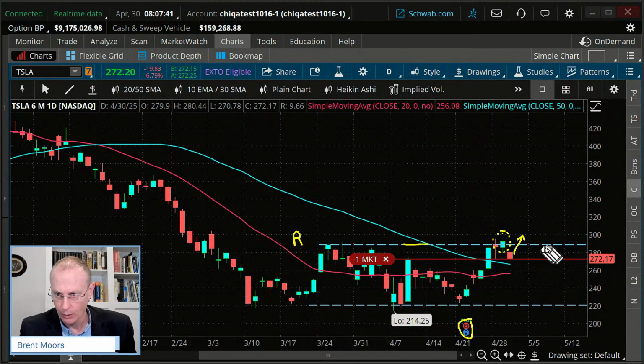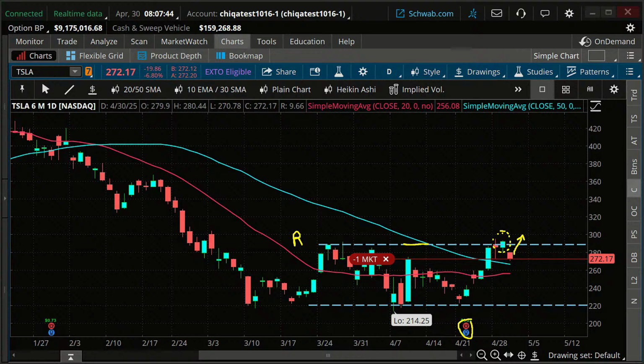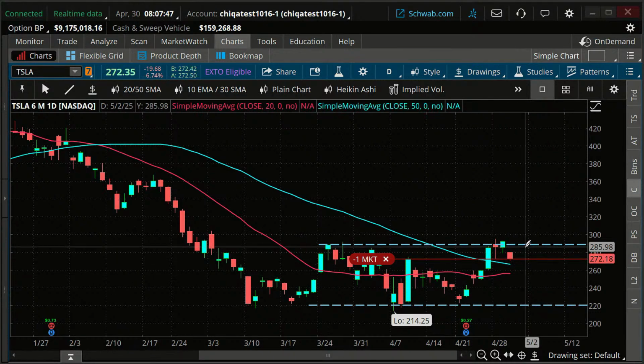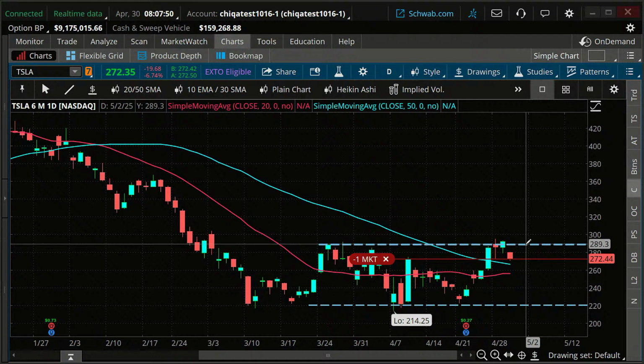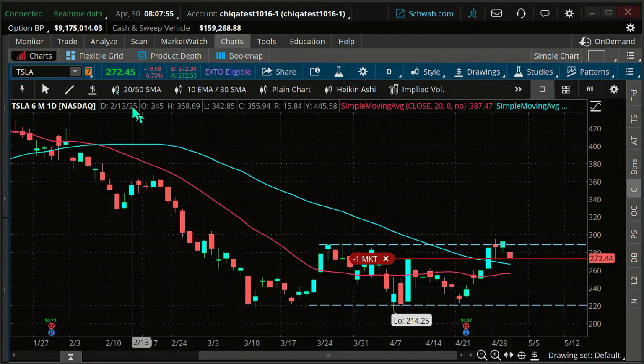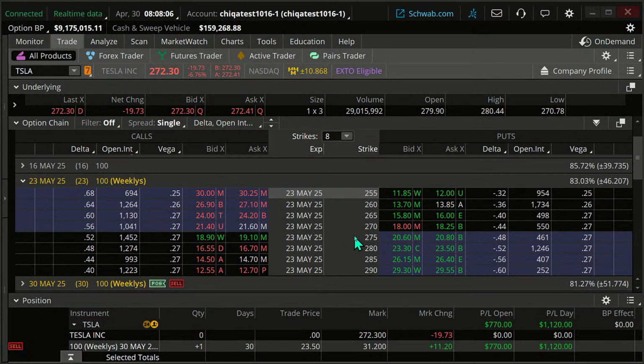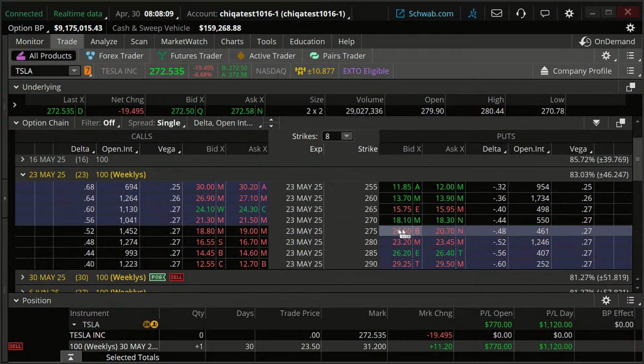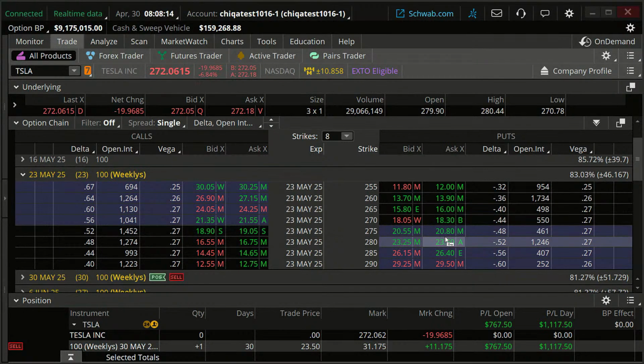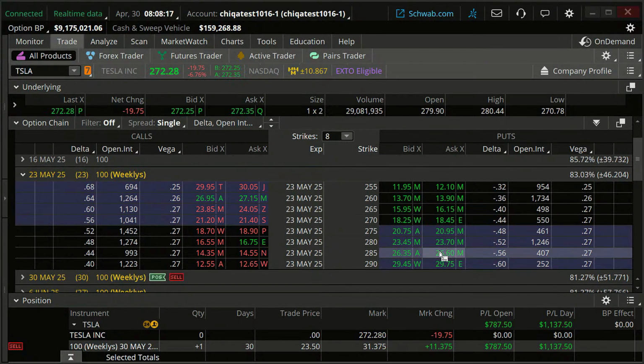Now, this level right here was, let me just get out of my little drawing tool here. This level right here was around $290. So we're going to say we want to break above, say, 295 on this. So I'm going to go to the trade tab, and we're going to do an option trade on this. I'm going to go out about 3 weeks or so, and I'm going to do a short put vertical spread. But what I'm going to say is I'm going to get in only if the stock goes above 290.